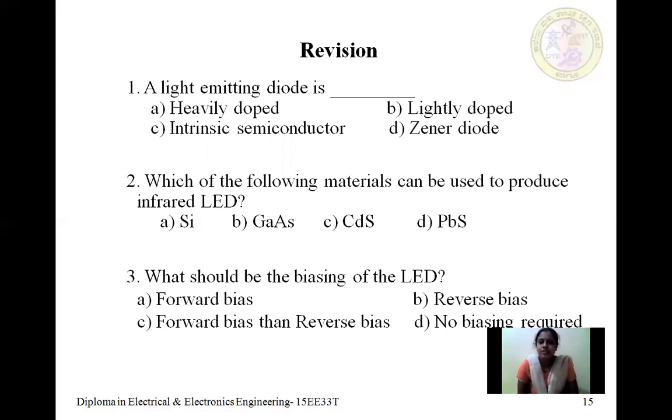The second question is, which of the following materials can be used to produce infrared LED? So I explained to you that infrared LED is obtained by gallium arsenide. That is option B, GaAs. Answer is GaAs, option B. Next, moving on to question 3. What should be the biasing of an LED? So LED should always be forward biased. So option A is the answer, that is forward biased.